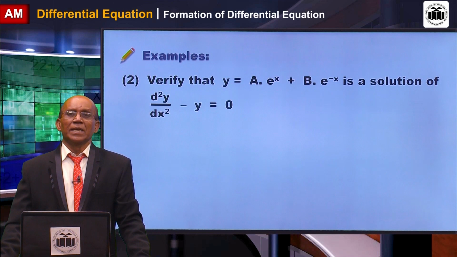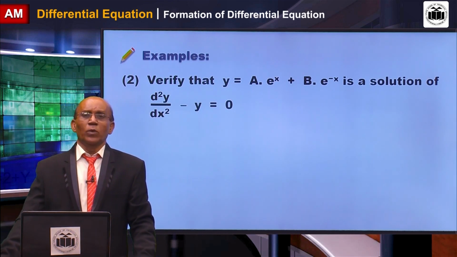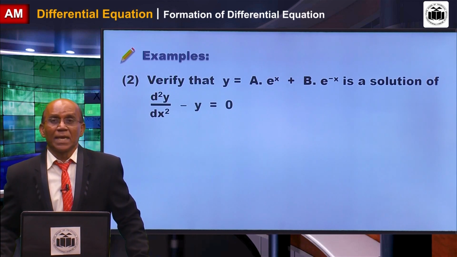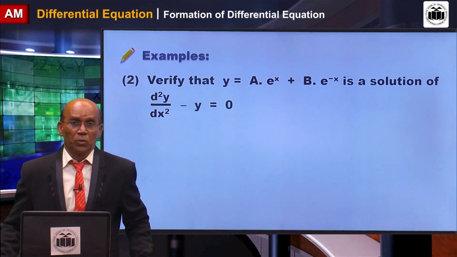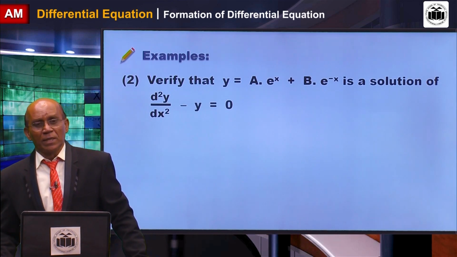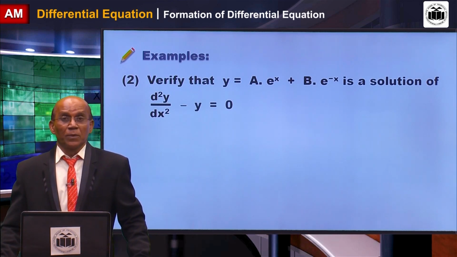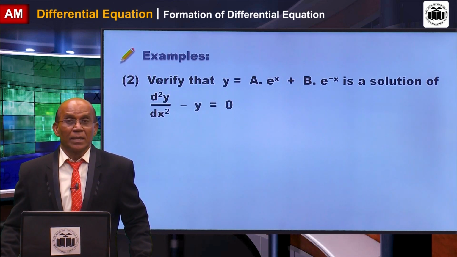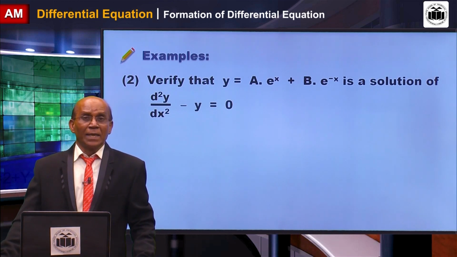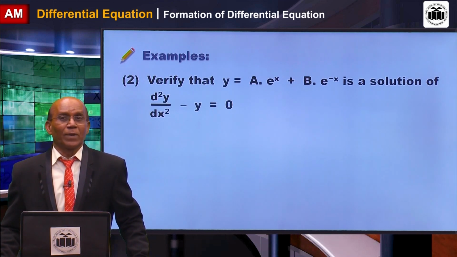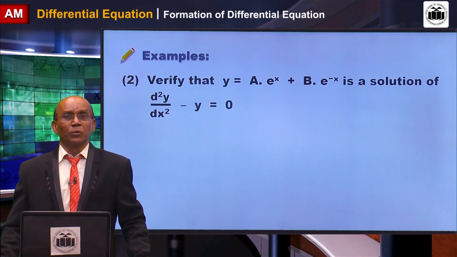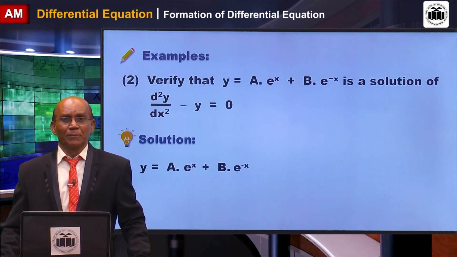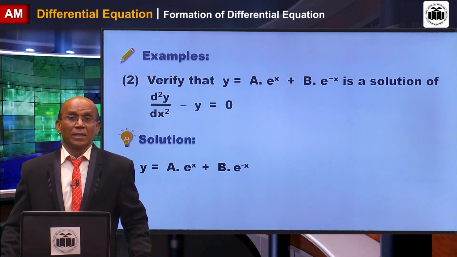Second example: verify that y equals a e raised to x plus b e raised to minus x is a solution of d square y by dx square minus y equals 0. Before taking the solution, my dear students, you must know the derivatives of e raised to x and e raised to minus x. Keep in mind the standard formula: d by dx of e raised to x is e raised to x, and of e raised to minus x is minus e raised to minus x. Now we come to the solution of this example as y equals a e raised to x plus b e raised to minus x, which is given in the question.